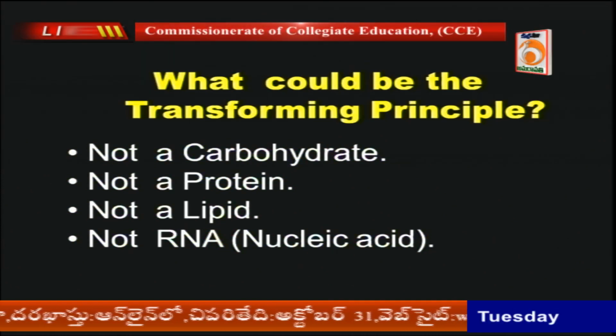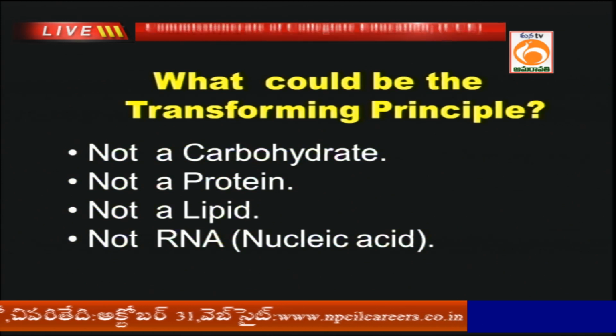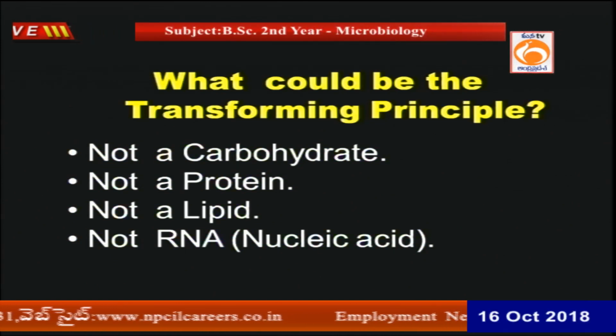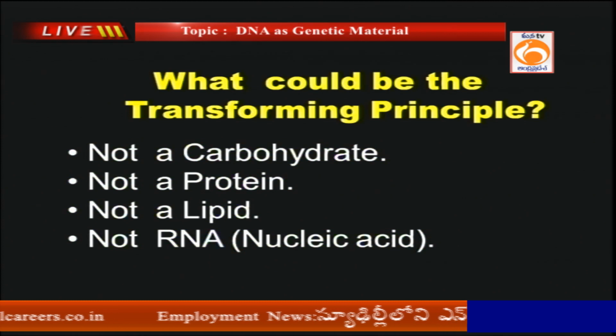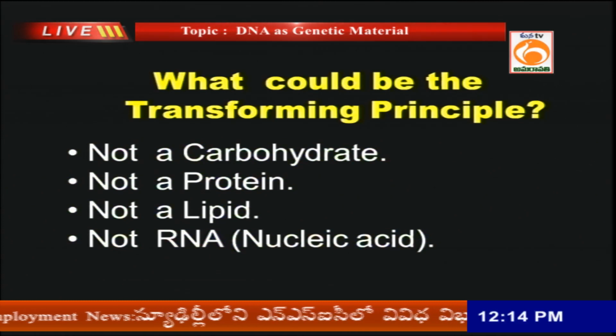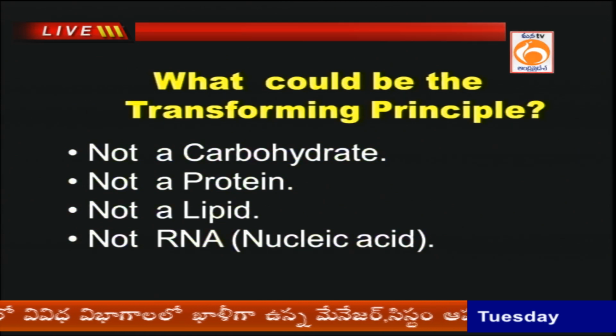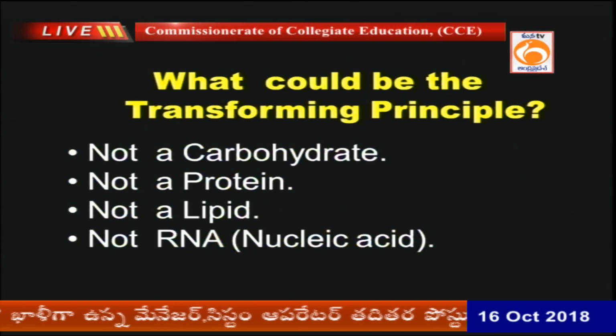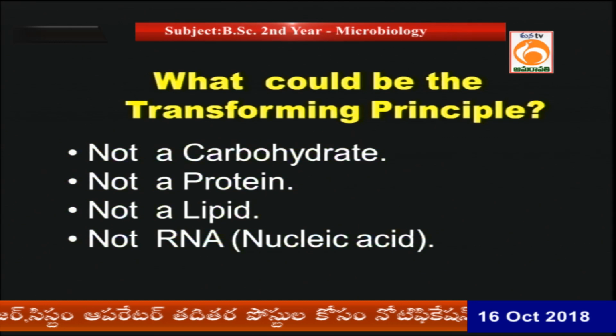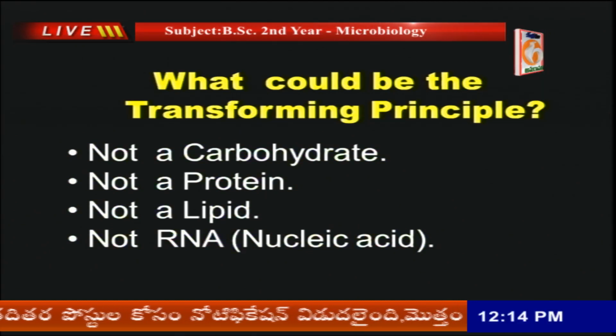Proteases are enzymes with which proteins will get damaged. Lipases are enzymes which destroy lipids. RNases are enzymes which destroy RNA. But even in the absence of these biomolecules, transformation happened. So, it is very clear that these biomolecules were not responsible for transformation.